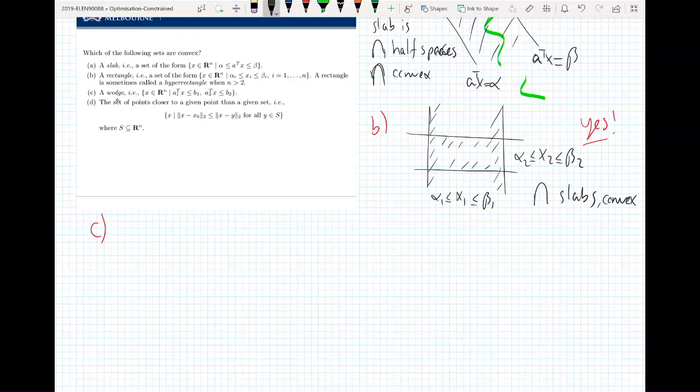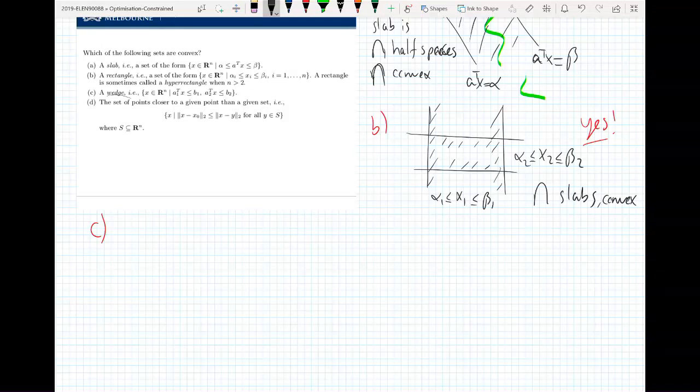A wedge. Okay, you may say, what is a wedge? And you don't need to know, that's given here. That's the beauty of mathematics: it's language independent. So a wedge is a set of x in n-dimensional Euclidean space, R to the n, real numbers, such that A1 transpose x is less than or equal to b1, and A2 transpose x is less than or equal to b2. So I have 2 half spaces, but now the A's are different, right? So A1 may not be the same as A2.